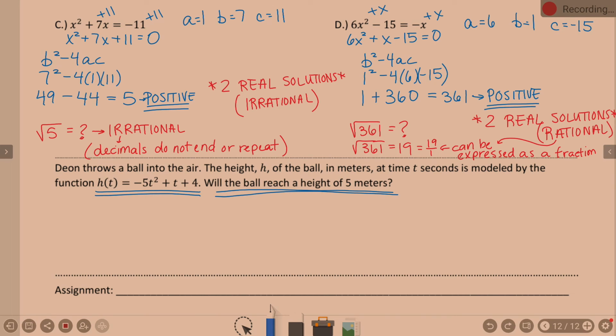No, I read that wrong. Not when will it. Will the ball reach a height of 5 meters? That's a big difference. Now, what do we know about that 5? It's h, yes? Right there, h is 5. So what can I do to this equation? You can put h in for 5. So if I set my equation equal to h, negative 5t squared plus t plus 4 equals 5.